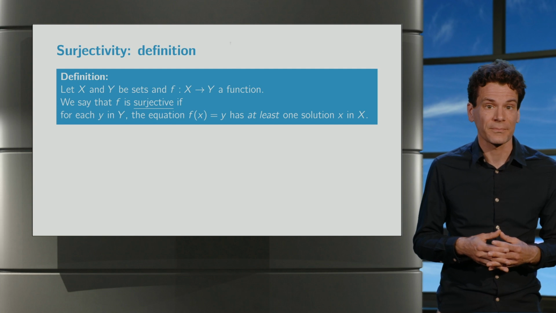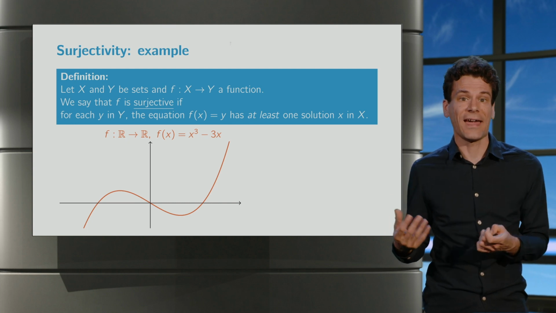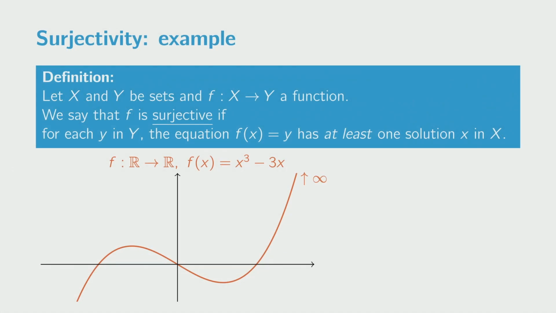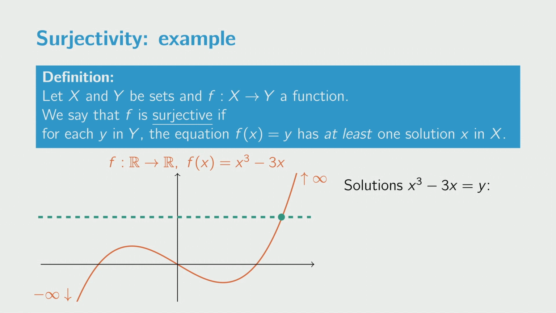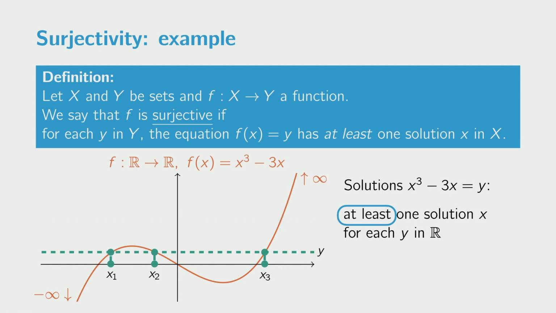in set X. As an example, consider the function from the real numbers to the real numbers given by f(x) is equal to x cubed minus 3x. The function grows to infinity if x goes to infinity and to minus infinity if x goes to minus infinity. Since the function is continuous, this means that any horizontal line intersects the graph of f. Algebraically, this means that the equation x cubed minus 3x equal to y has at least one solution for each real number y. This means that the function is surjective. Note that there may be more solutions than one, as can happen for some values of y.